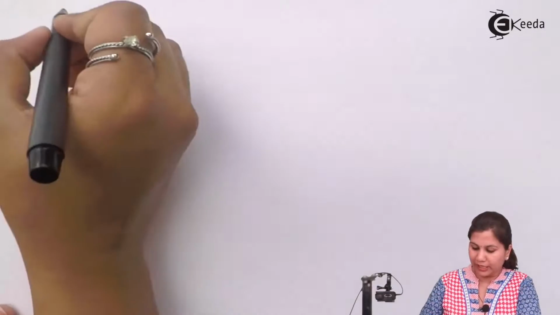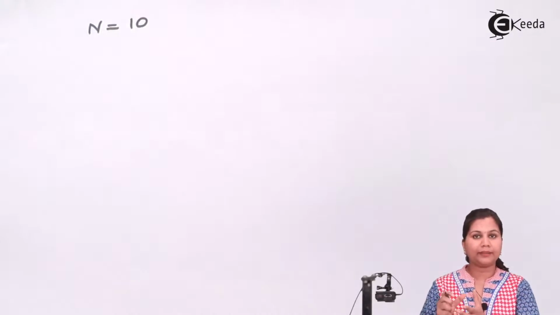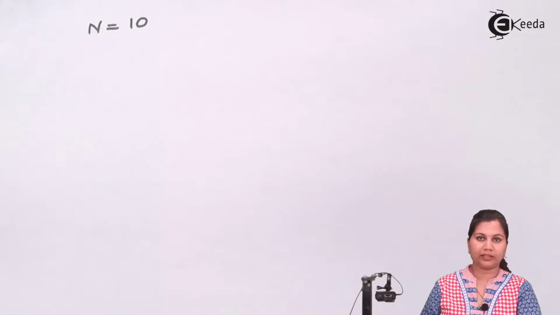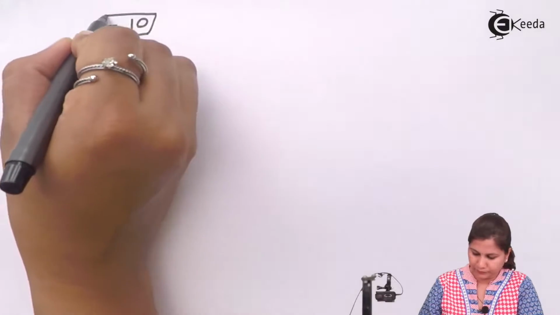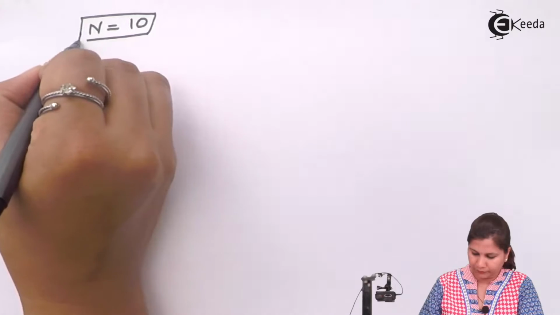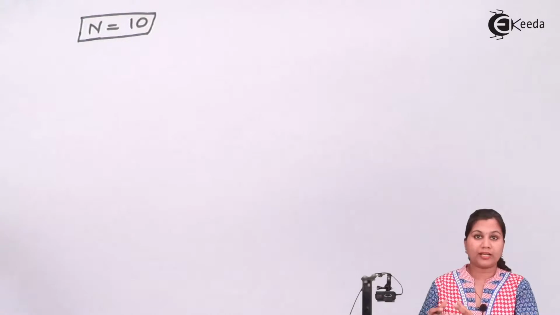So if we want to write a program to generate the Fibonacci series for n given terms, let us suppose that n here is equal to 10. That means we want to generate the Fibonacci series up to 10 values. Now how are we going to generate it? Let's see how we are going to plan our program.